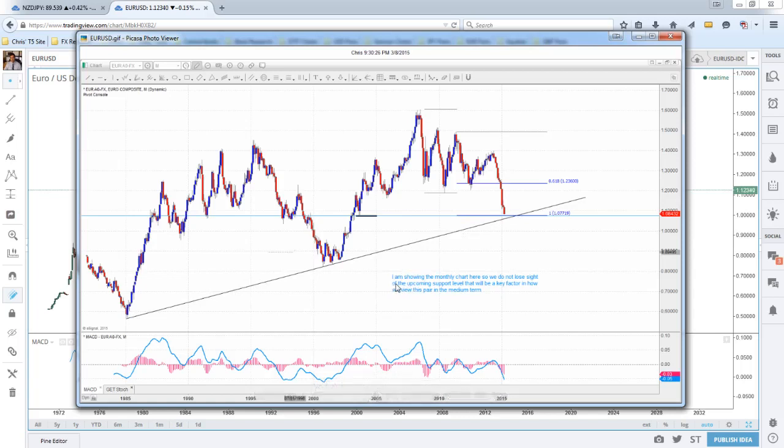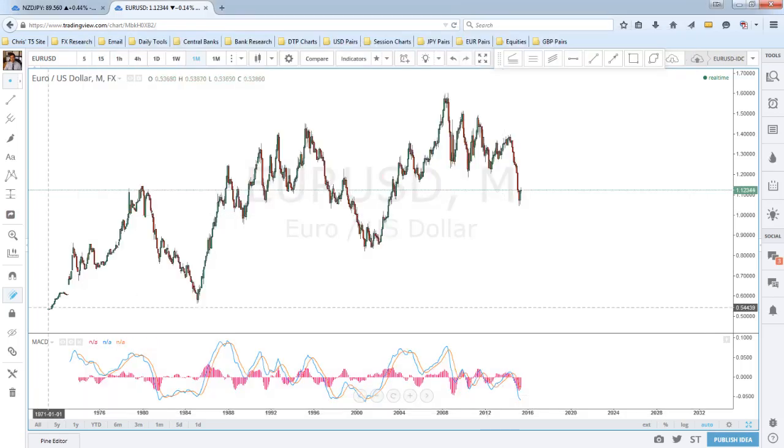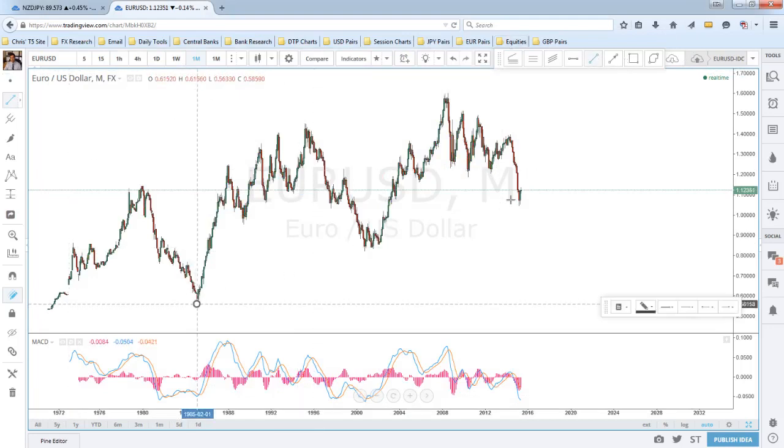And you can see the words over here. I'm showing the monthly chart here so we do not lose sight of the upcoming support level. That will be a key factor in how we view this pair in the medium term. So we knew we had the support level coming up. This is the same chart. We'll just draw this trend line again.